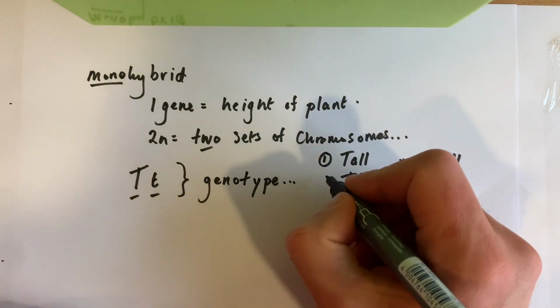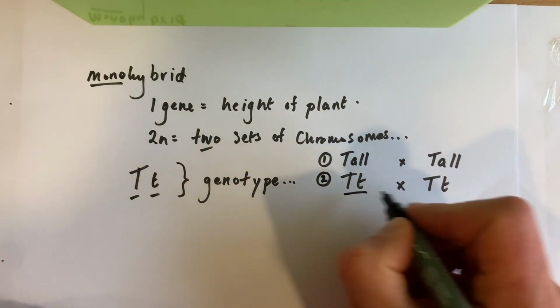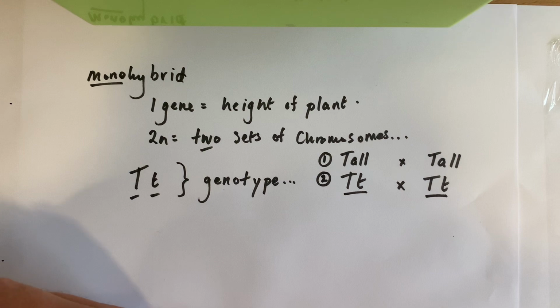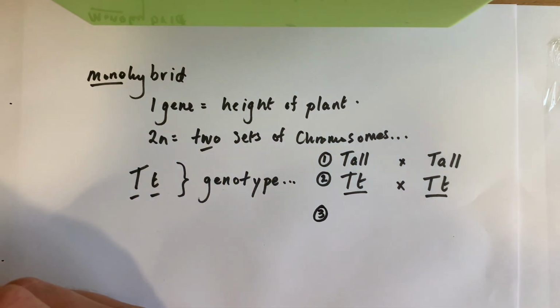Now the second step of the 5 is to write down the genotypes that we just discussed. So both heterozygous for this particular gene. We've got two alleles, one dominant, one recessive. And the third step will then be to write down the gametes and which allele the gametes will possess.